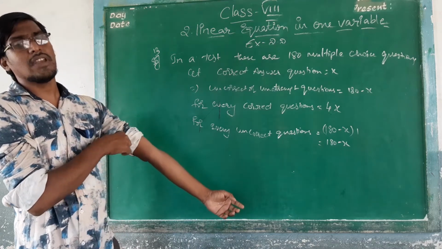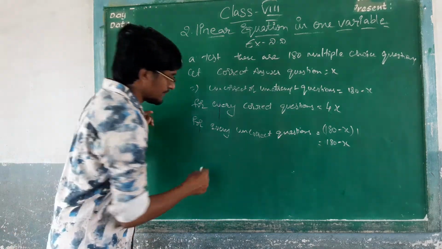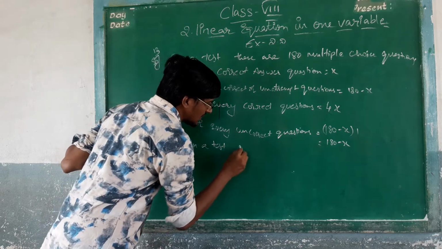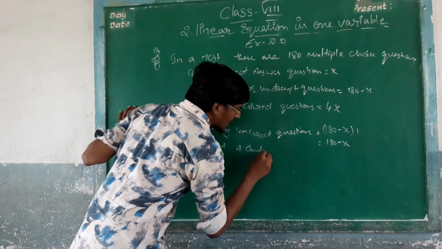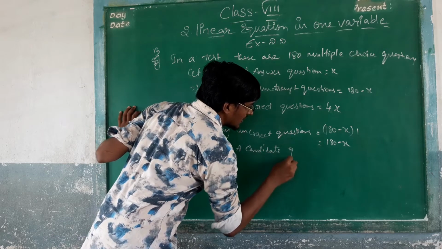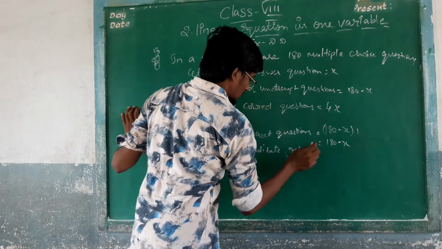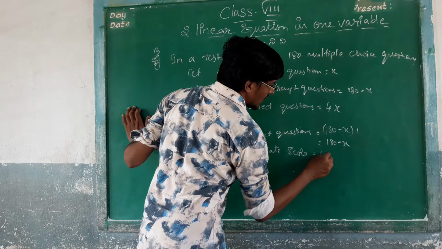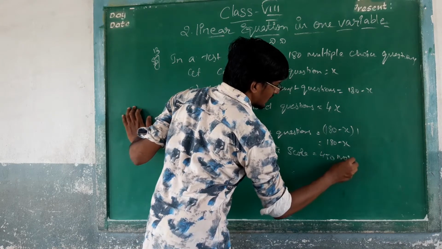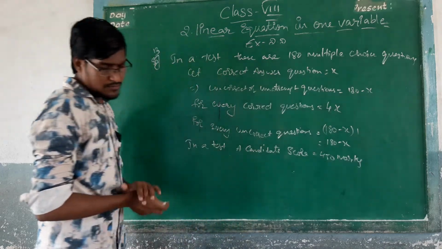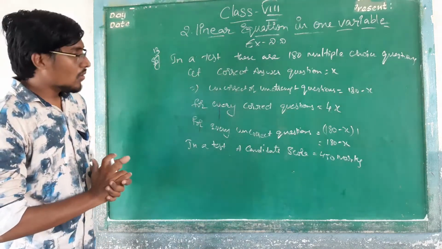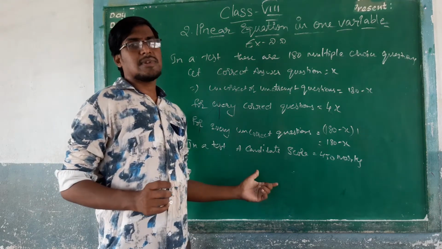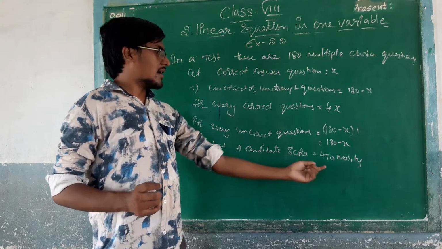A candidate scores 450 marks in a test. In a test, a candidate's score is equal to 450 marks. Okay. Now, we have to find out the correct answers.